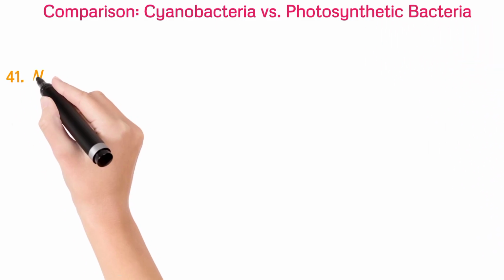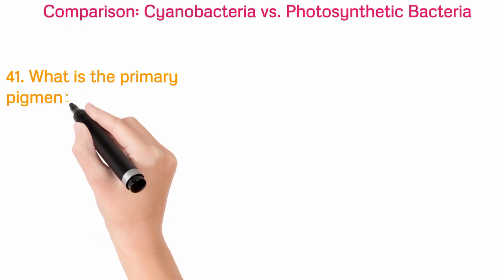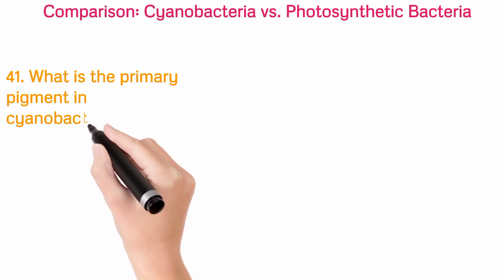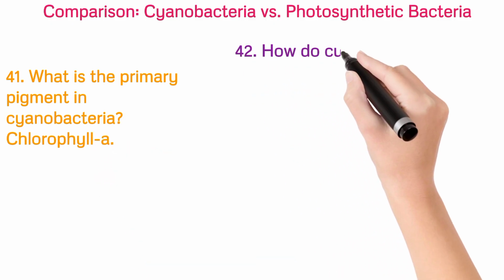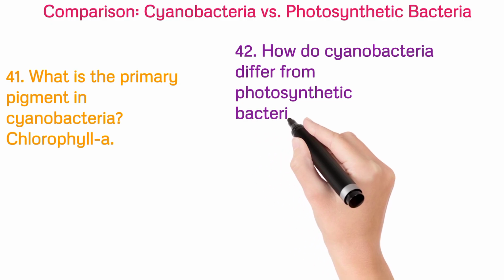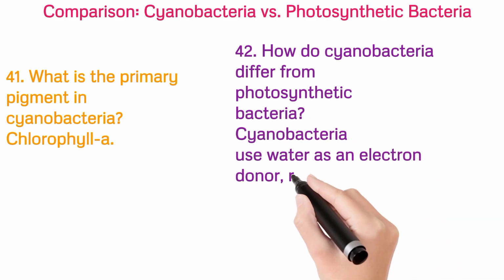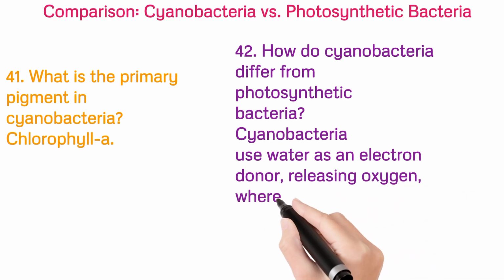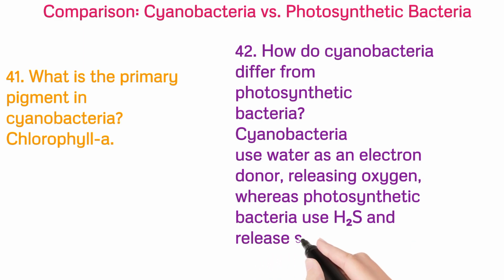Comparison. Cyanobacteria vs. Photosynthetic bacteria. 41. What is the primary pigment in cyanobacteria? Chlorophyll A. 42. How do cyanobacteria differ from photosynthetic bacteria? Cyanobacteria use water as an electron donor, releasing oxygen, whereas photosynthetic bacteria use hydrogen sulfide and release sulfur.